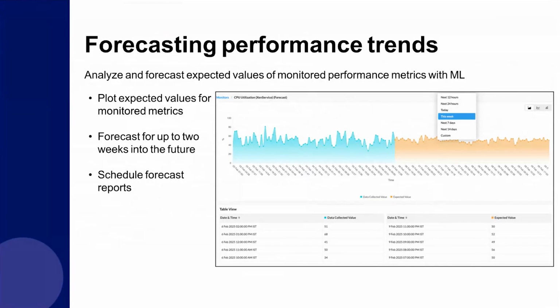Basically, OpManager Plus analyzes historical data for monitored performance metrics and forecasts them for a 14-day time window. So you can view the forecasted values as an extrapolation of the monitored performance metrics in a graph. I already explained to you how graphs work. This forecasting basically works on the graph. It will analyze the past data and extrapolate the expected future data in the graph itself.